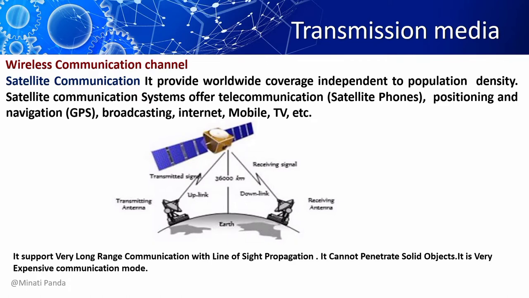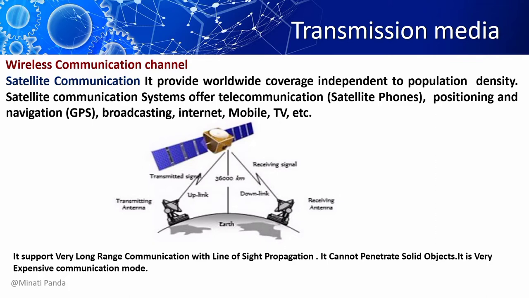Satellite communication uses the synchronous satellite to relay the radio signals transmitted from the ground station. Here the communication takes place between two earth stations through a satellite. It is called satellite communication. In this communication, electromagnetic waves are used as carrier signals.